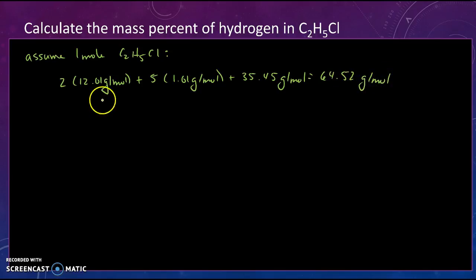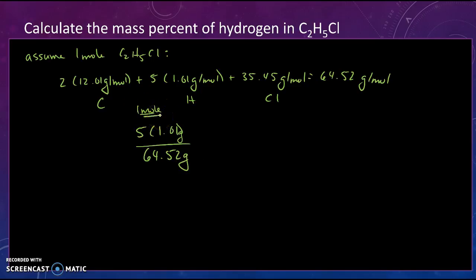And if you think about it, this is from carbon, this is from hydrogen, this is from chlorine. So within this total molar mass, if we take essentially 5.05 grams out of this total amount of 64.52 grams. So assume, again, 1 mole of the substance. It's going to have 5.05 grams of hydrogen, and this will be the total mass. And so dividing those two will essentially give us the mass percent of hydrogen in this compound. So we will get 0.0782 to 3 decimal places, and that translates, of course, into 7.82%. Okay, so that's how you would work that type of problem.